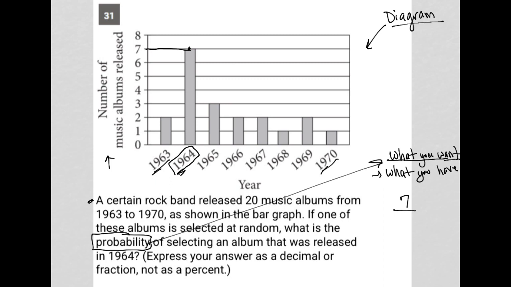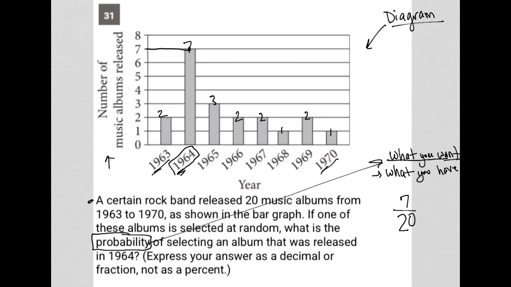What do you have? Well, I have albums released in every single year. I have 2 here, plus 7 there, which is 9, plus 3 there, which makes 12, plus 2 here, which makes 14, plus another 2, which makes 16, and then 17, and then 19, and then 20. So that means my denominator here should be 20.